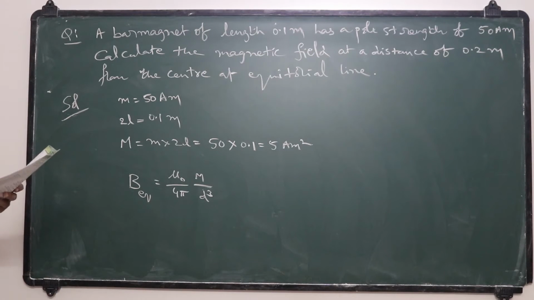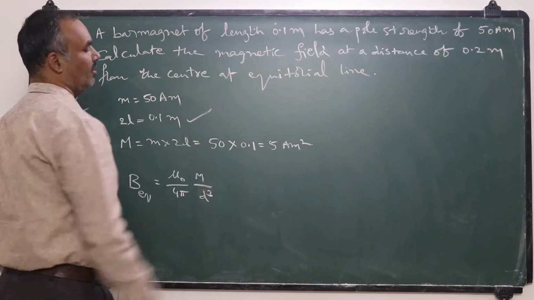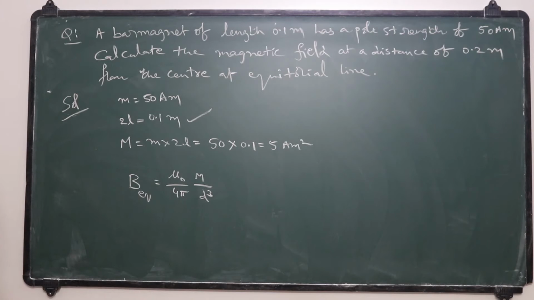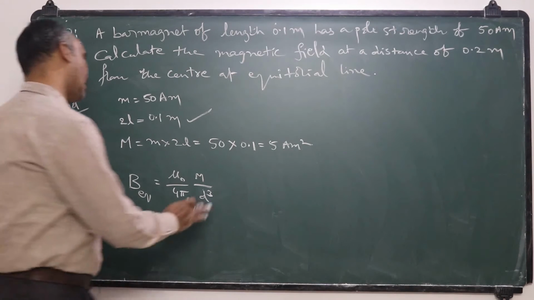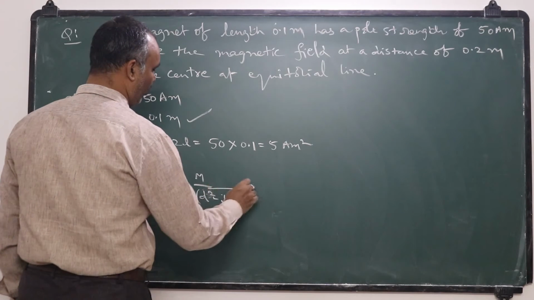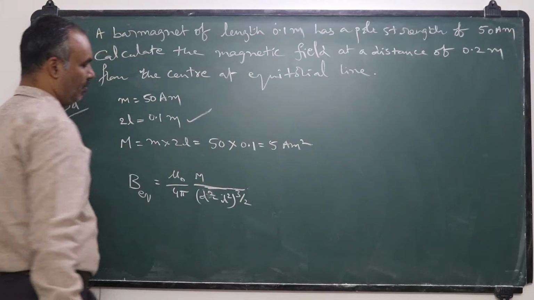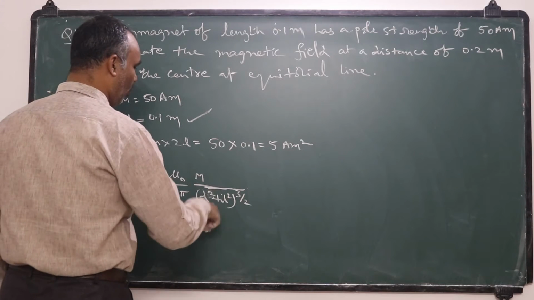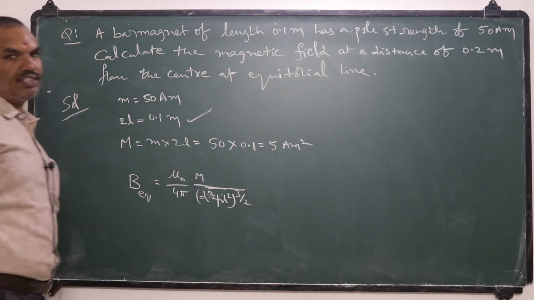If you consider this magnet as a short bar magnet, you can use that. But they gave the length of the magnet as considerable, so this formula you should not use. You should use the exact formula. What is the exact formula? m by (d square minus l square) whole power 3 by 2. When you neglect the length, it becomes d cube. Otherwise, this is the formula: m by (d square plus l square) whole power 3 by 2.